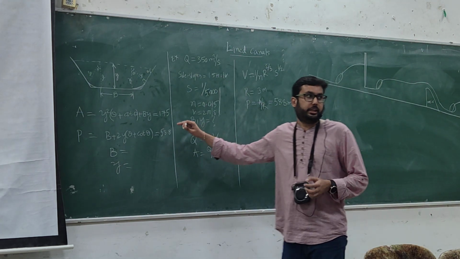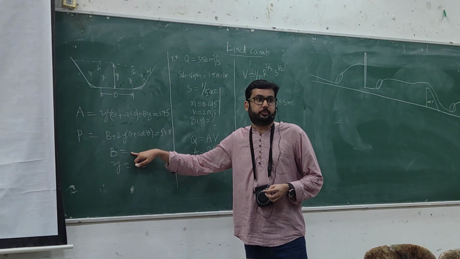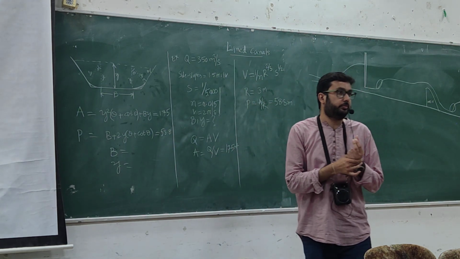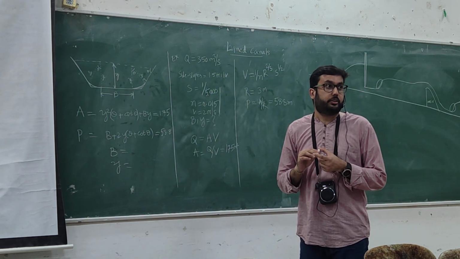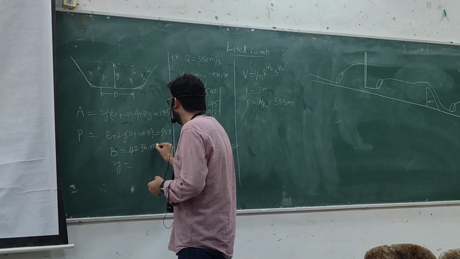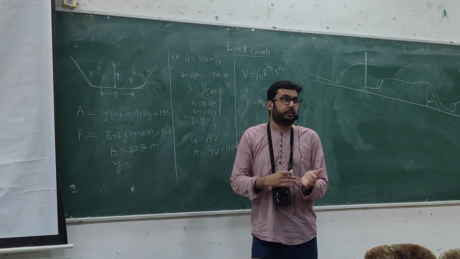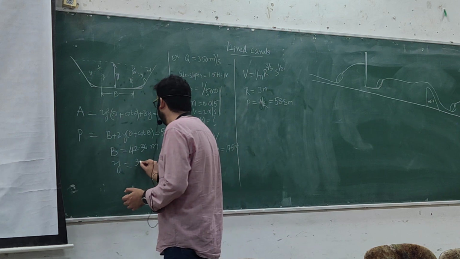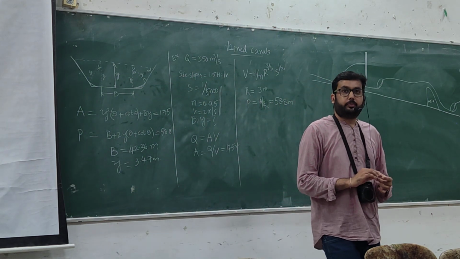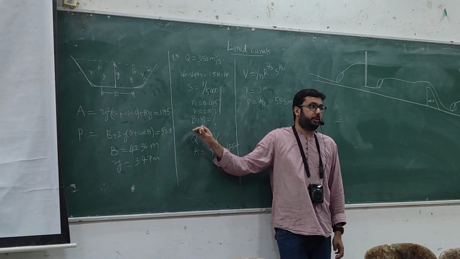So what do you get for B and Y? So what is the width? 52.368. And what about the depth? Corresponding to this depth is 3.47. So do you all get the same or close values?